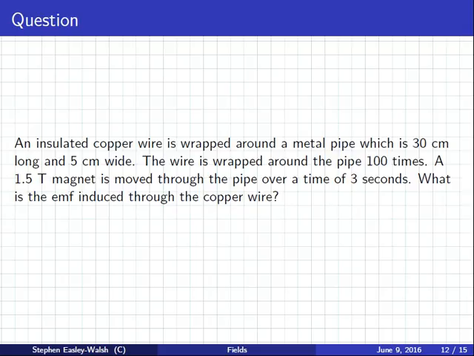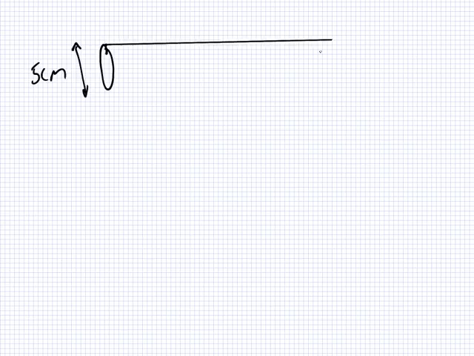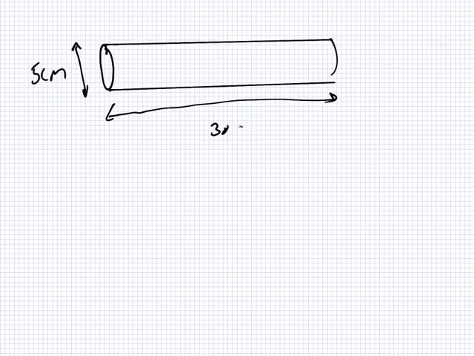Can I do it now? Yeah. Okay. So firstly, let's just draw what we have. How wide is this pipe? It's 5 centimeters, okay. And how long is it? 30, good. And then I think the wire is wrapped around 100 times. Is that right? So it goes around, obviously I won't draw it 100 times, but just so you can have the picture.